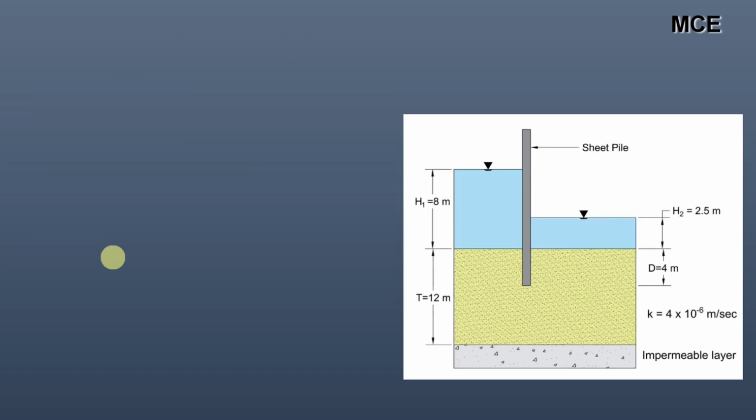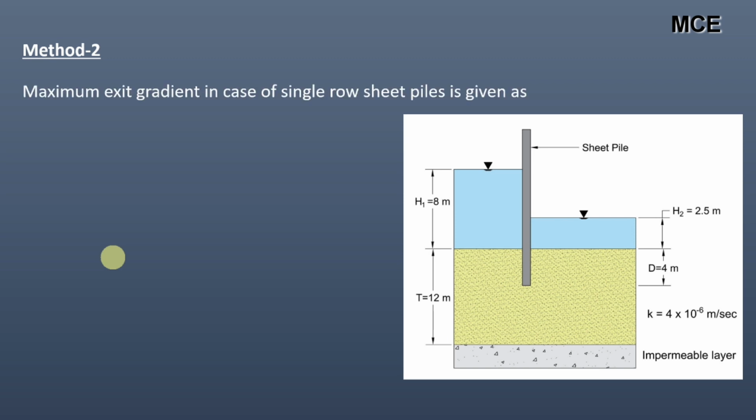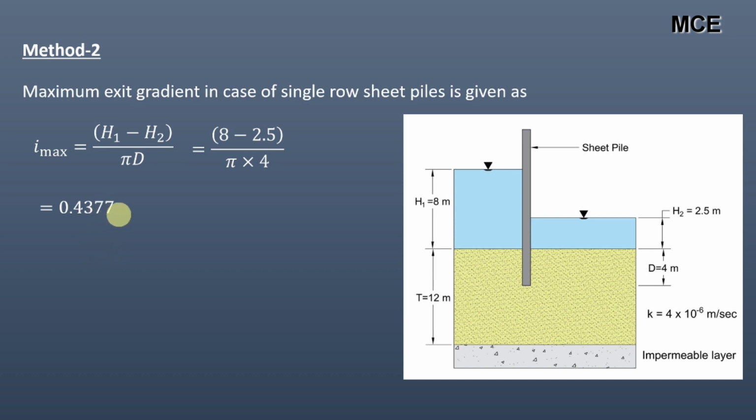There is also a second method to find the factor of safety for the sheet piles, and this method is an empirical method. In this case, we will first find the maximum exit gradient at the downstream end of the sheet pile. So the maximum exit gradient at the downstream end is given as Imax is equal to H1 minus H2 divided by pi into D. Putting values, we get the maximum exit gradient at the downstream equal to 0.4377.